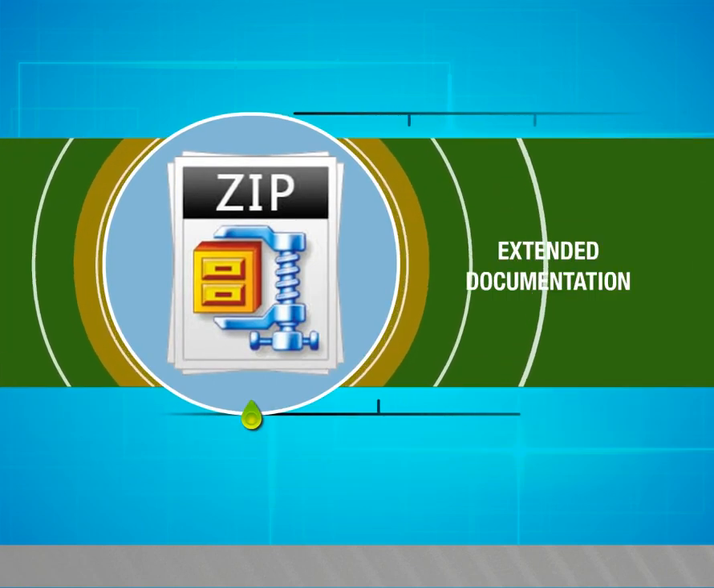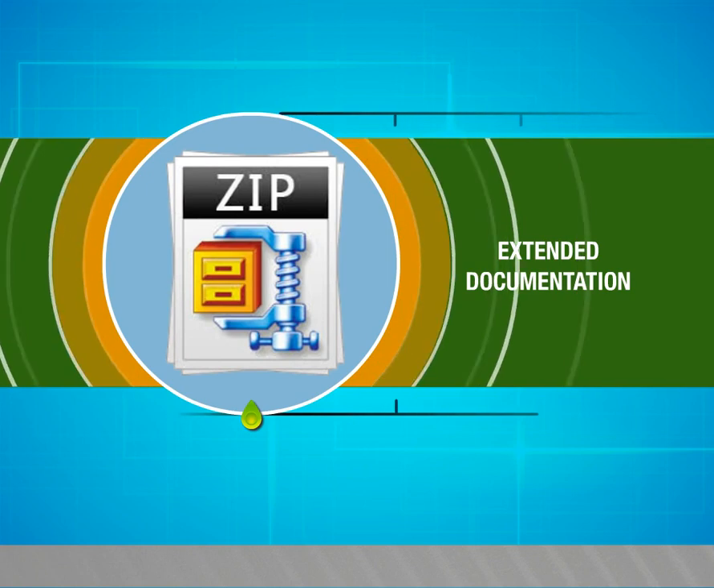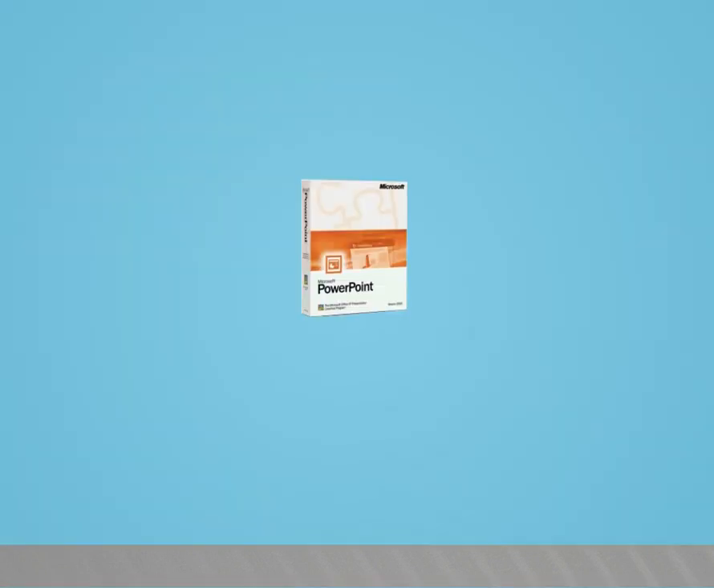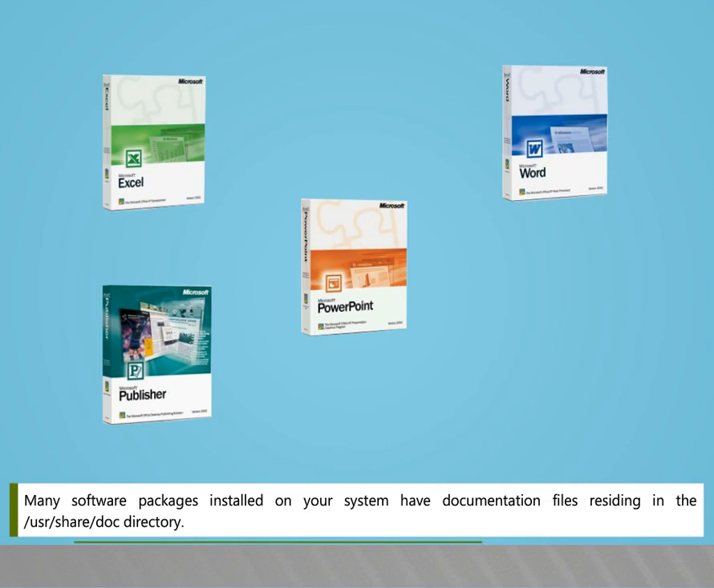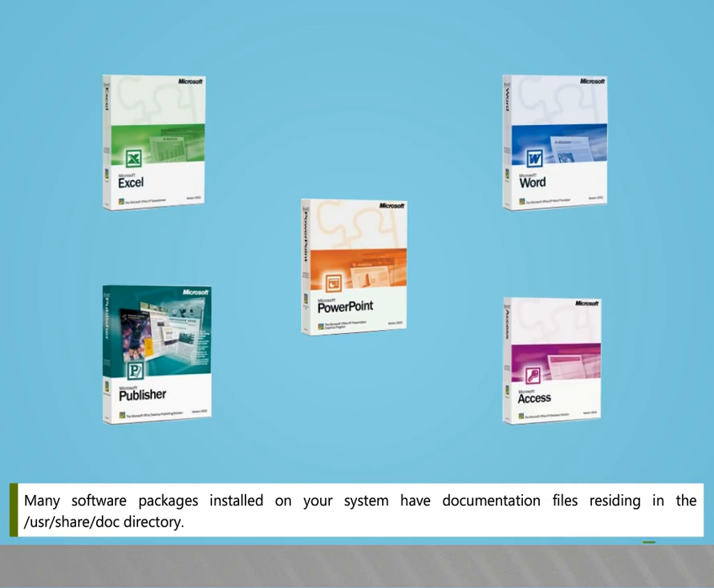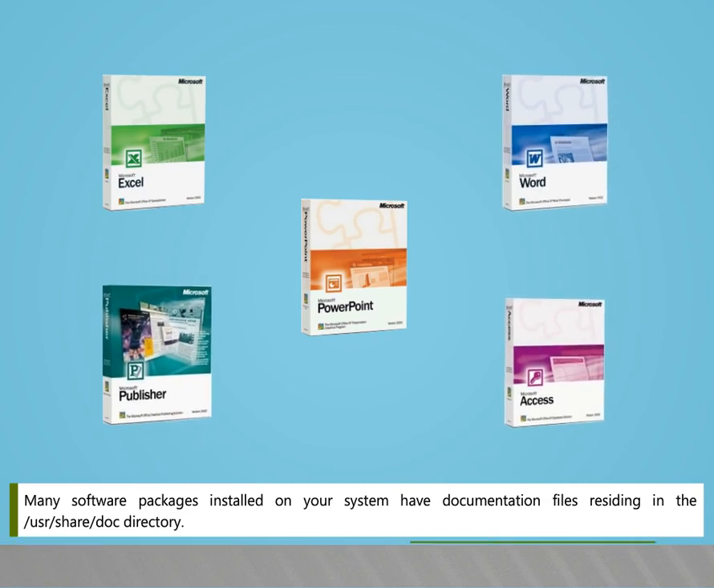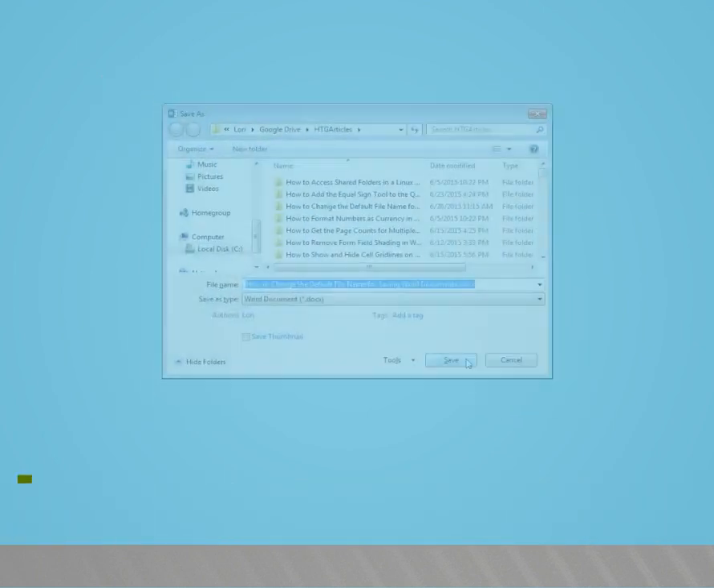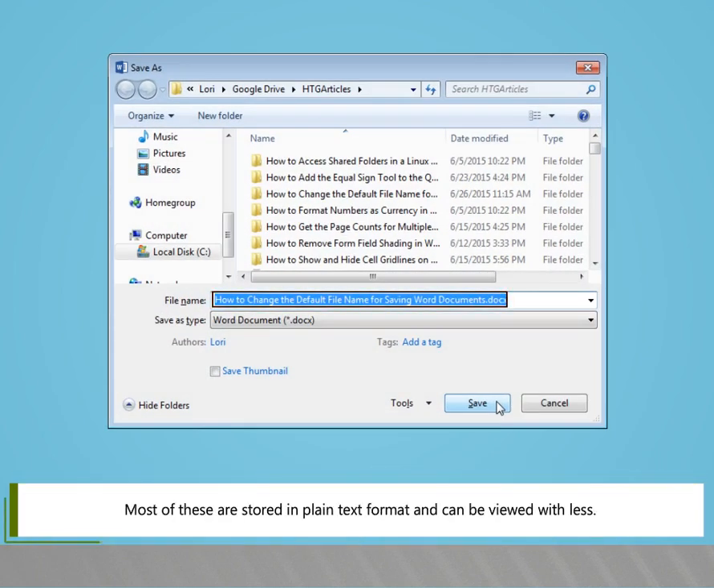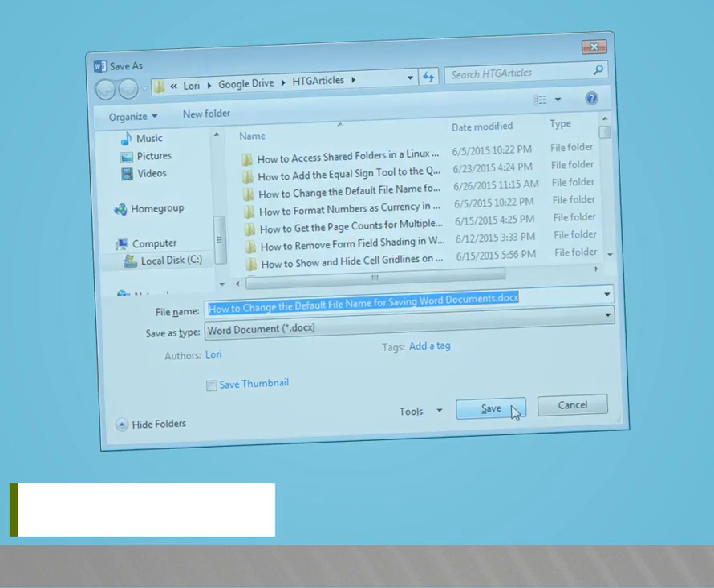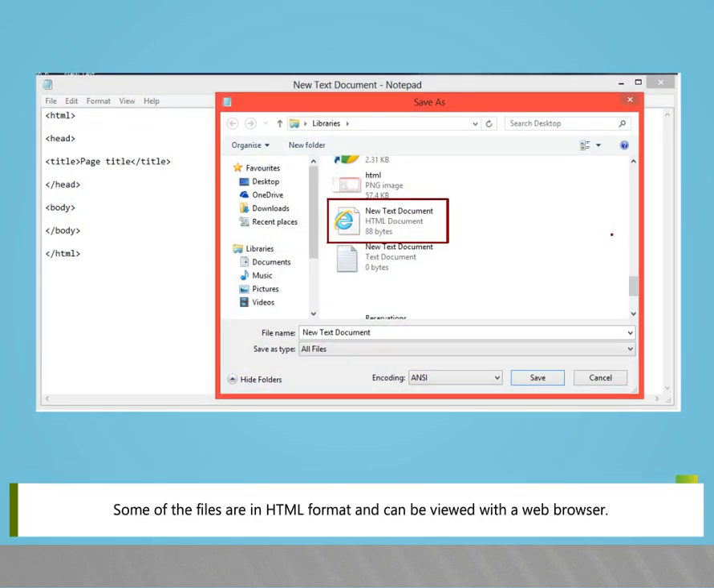Extended documentation. In this video, we are going to see about extended documentation. Many software packages installed on your system have documentation files residing in the /usr/share/doc directory. Most of these are stored in plain text format and can be viewed with less. Some of the files are in HTML format and can be viewed with a web browser.